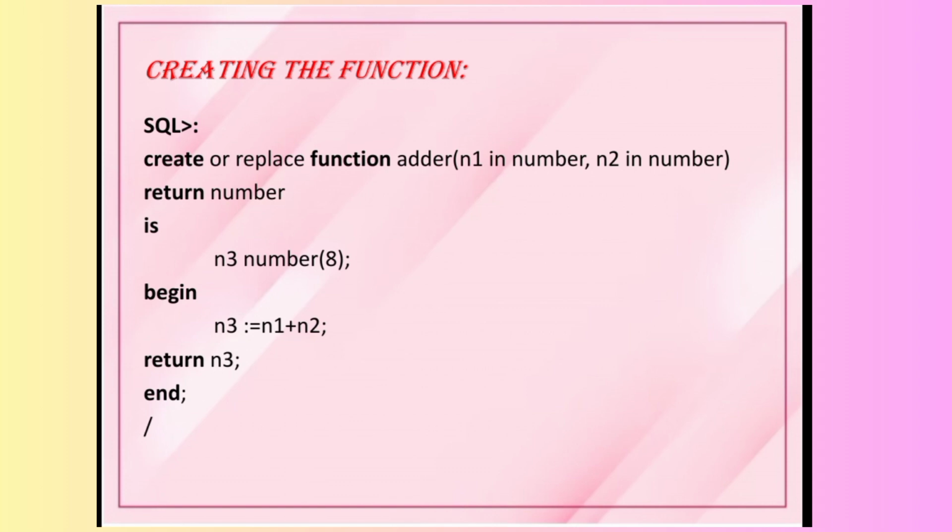Here we create one variable called n3, and the data type is number, and within the begin section we will write the coding for the function. What the adder function does is it will add the n1 and n2 values, store it in the n3 variable and return the value. Here, in begin, n1 plus n2, both values are added and stored in the n3 variable. Last, it will return the n3 value; n3 data type is number, as we already mentioned in the function. Lastly it ends with the end statement.